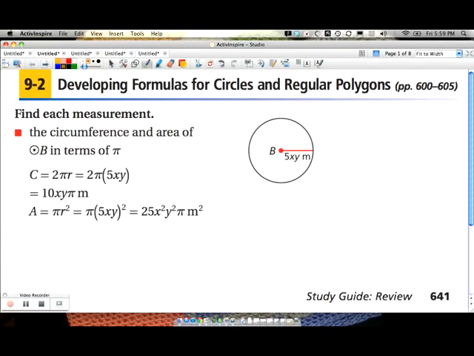Welcome back again. Geometry, this time section 9.2. We're working mostly with circles and regular polygons. This is going to be a two-part video. Part 1 is going to be with circles. Part 2 is going to be regular polygons.